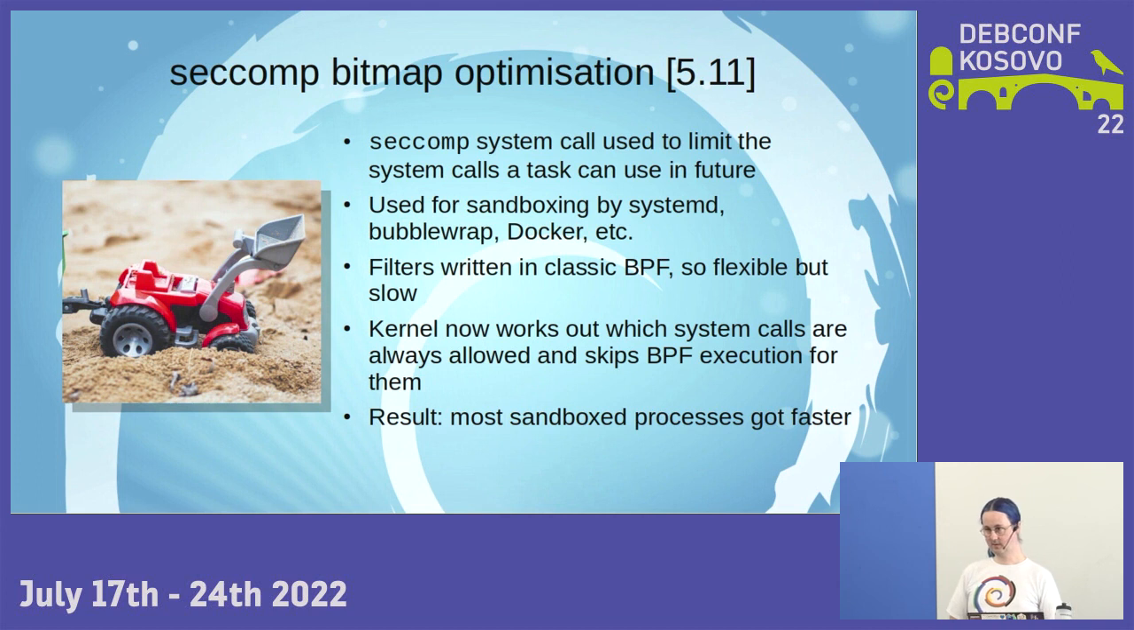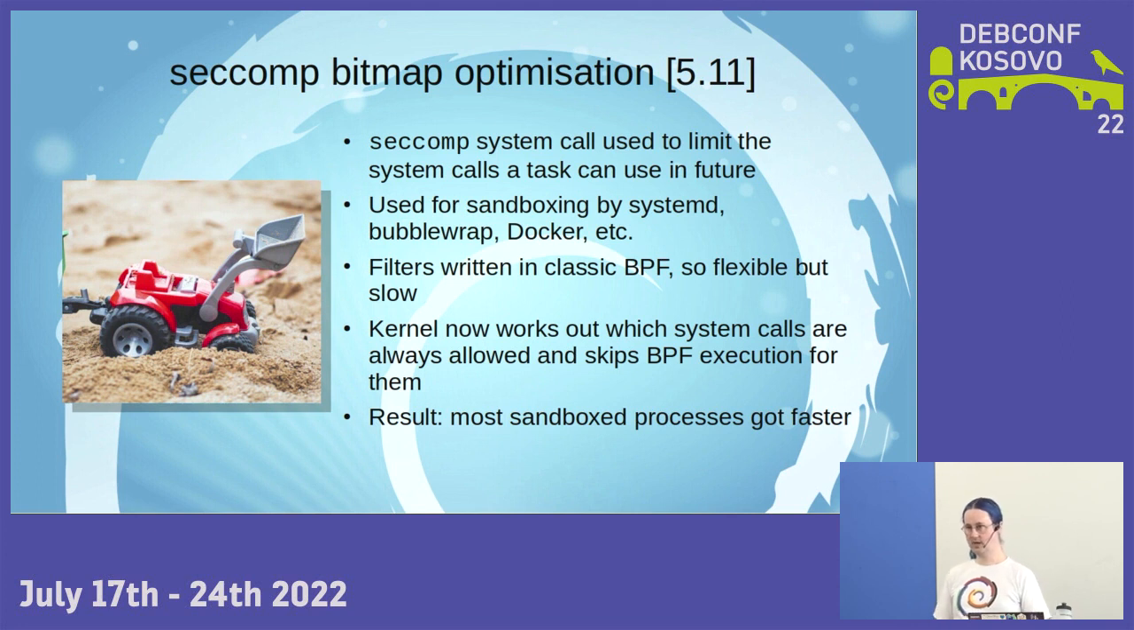So seccomp filters are written in classic BPF, so classic BPF is still available to unprivileged users. That is able to look at all system call arguments, although it's not able to chase pointers, so it can't look at the paths that are being passed into a system call. That makes it quite flexible, but slow. But it turns out that most of these filters are just looking at what was the system call number. All they're interested in is blocking or allowing specific system calls.